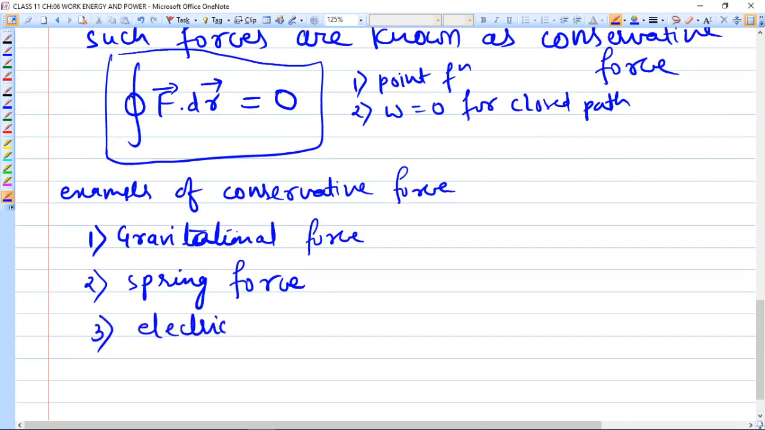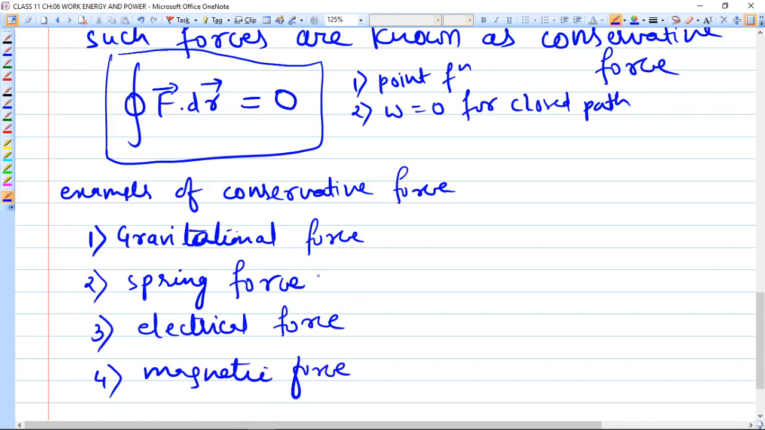One more force I remember: electrical force. This electrical force is also a conservative force. One more force I remember: magnetic force. This force is also a conservative force.